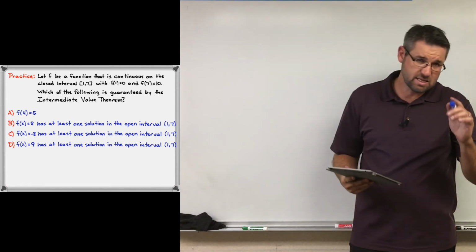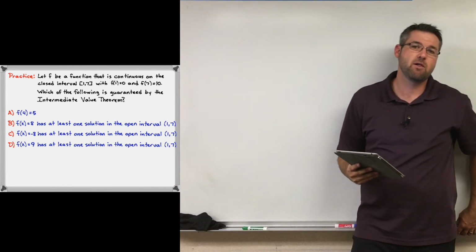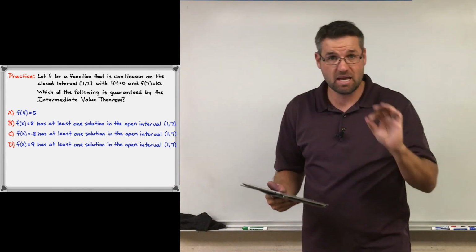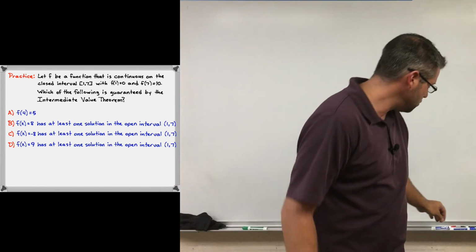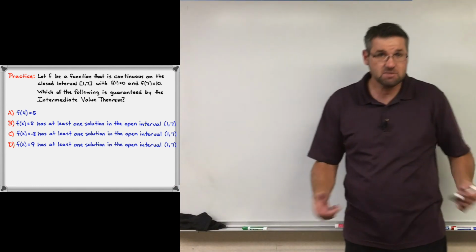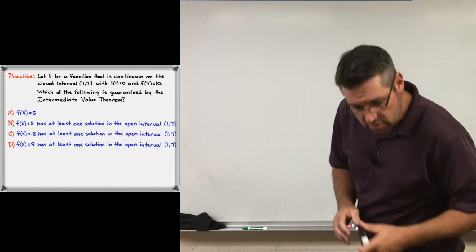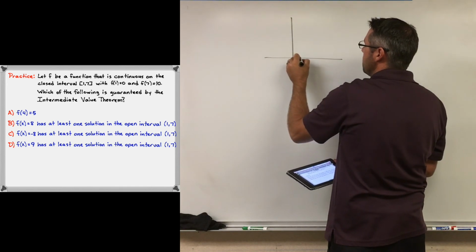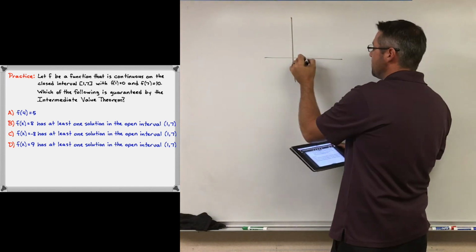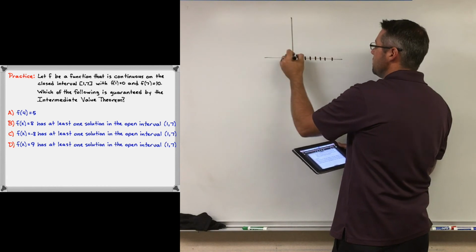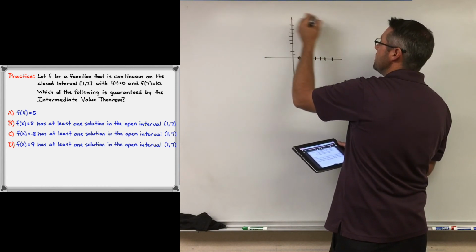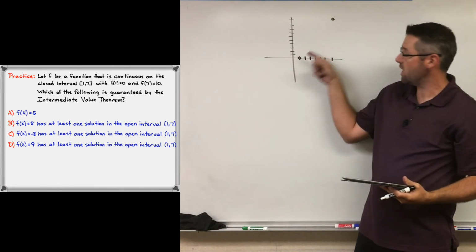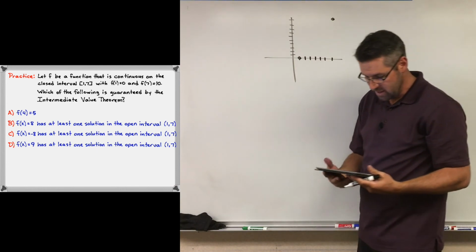All right, the key to this question is that it did not say which of the following is true. It said which of the following is guaranteed by the intermediate value theorem. In other words, which one's true, but it has to be based on the intermediate value theorem. So we have the two coordinates here. F of 1 is 0, and f of 7 is 10. So we have these 2 points. We know that this function is continuous over that closed interval, so we got to connect the dots. Which of the following must be true by the intermediate value theorem?